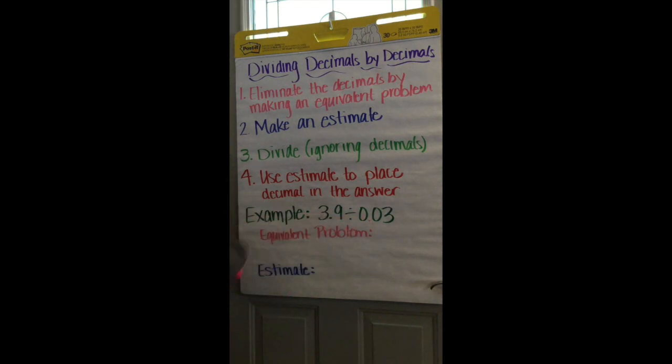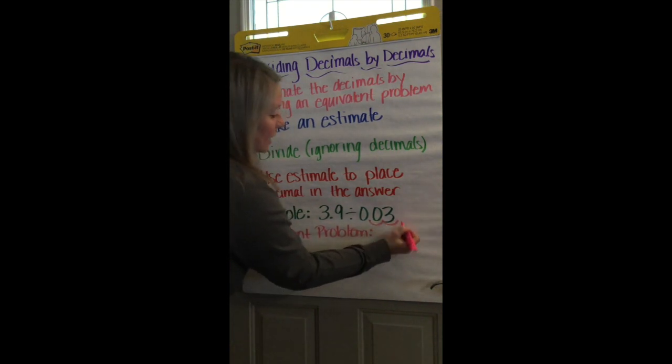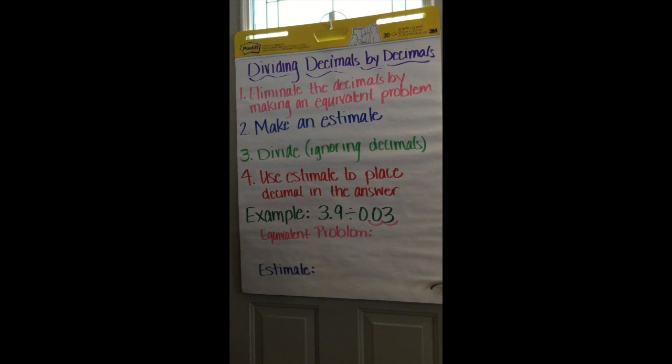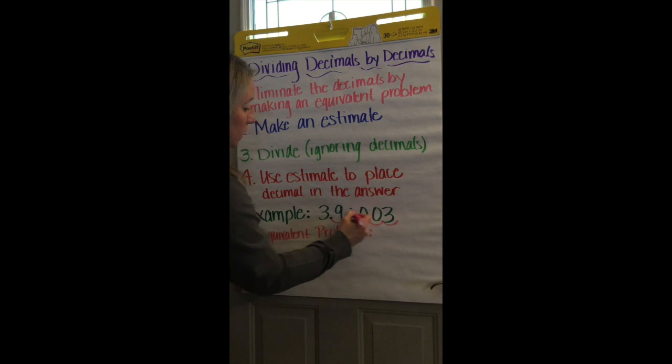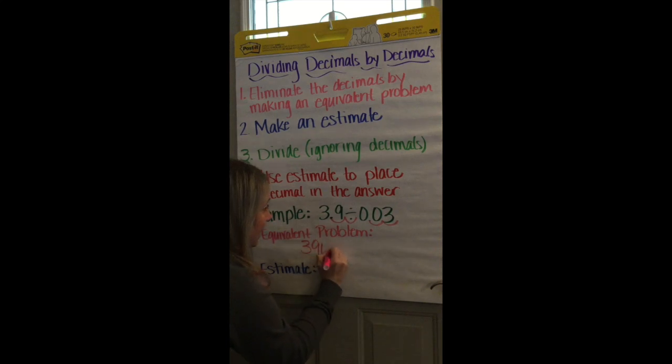So in this one, I have to get rid of this decimal in the 3/100. So I'm going to take this decimal and move it over 2 places to get rid of it. So that means that I have to do the same thing here to this 3 9/10. I have to take this decimal, and since I moved it 2 places here, I have to move it 2 places here. So then my equivalent problem becomes 390 divided by 3.